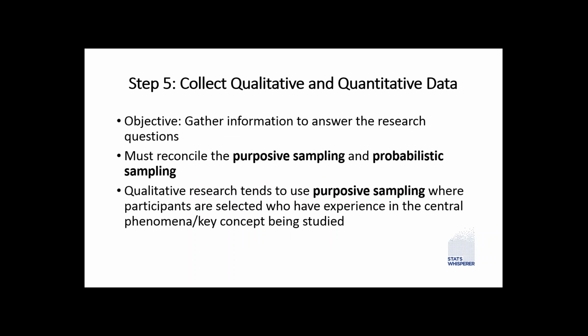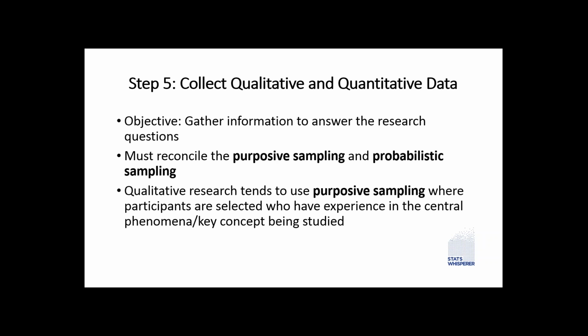Now, when we go into step 5 and we look at collecting the qualitative and quantitative data, of course, the objective is to gather information to answer our research question. However, what we need to do here is reconcile the difference between purposive and probability sampling, or probabilistic sampling. So specifically, qualitative research tends to use purposive sampling. So for the sample, participants are often selected based on their experience.